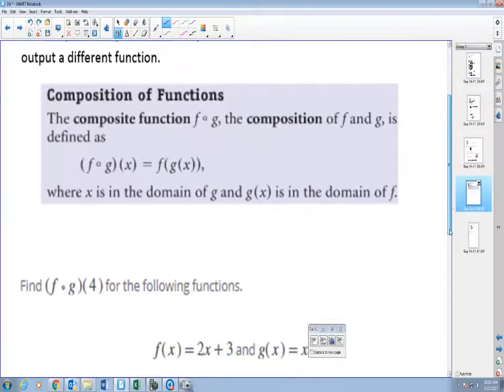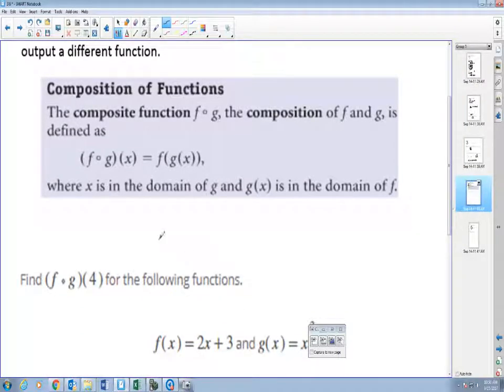So the notation for composition of functions says f of g of x. Okay, this is not a circle, it's not a times. The way we say it is f of g of x. That implies function g goes inside the function f. Okay, f of g means g goes inside the f.